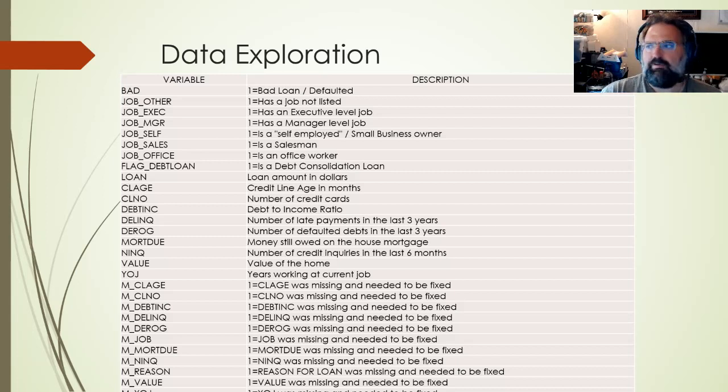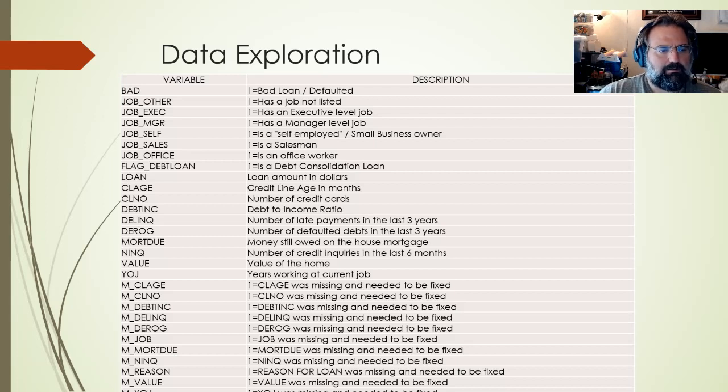The data exploration, we've talked about this data set before. Bad tells you if it's defaulted, it's 1 if it is. Then we have job other, so it has a job not listed, and so on. A job exec has an executive level job. Job manager has a manager level job. Job self is self-employed. Job sales is a salesperson. Office is an office person.